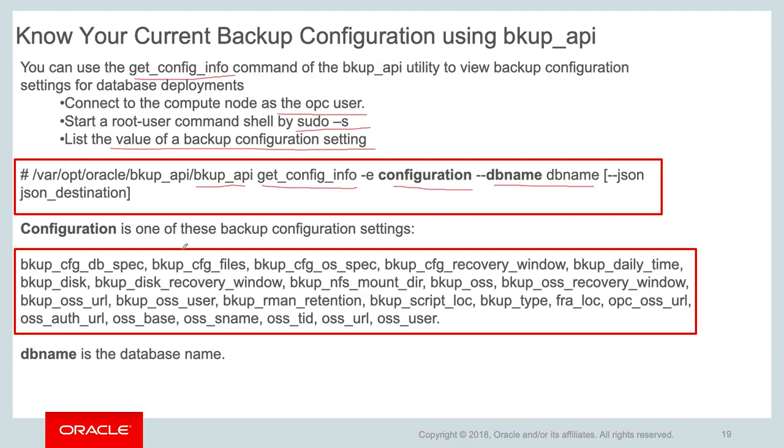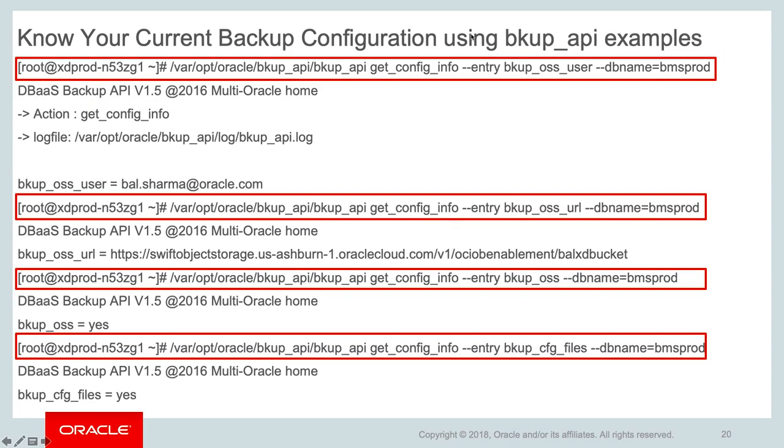And these configuration values could be any configuration parameter which you have created, or not created, but you want to see the value of it. So it could be backup CFG DB spec or CFG files, backup CFG OS. It could be backup underscore OSS recovery window. These are the parameters for which you want to see what value is already set before you can even modify them. So a few of the examples for knowing your current backup configuration.